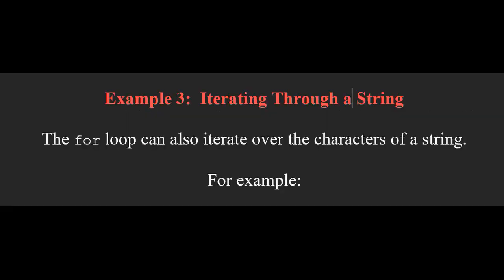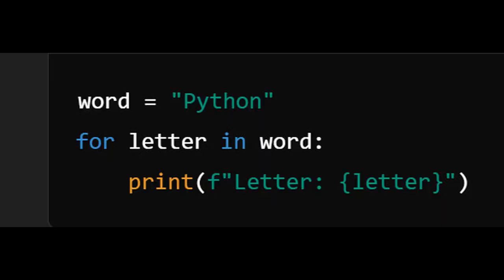Example 3. Iterating through a string. The for loop can also iterate over the characters of a string. For example, word = "Python". For letter in word: print(f"letter: {letter}"). In this case, the letters of the string are processed one by one.